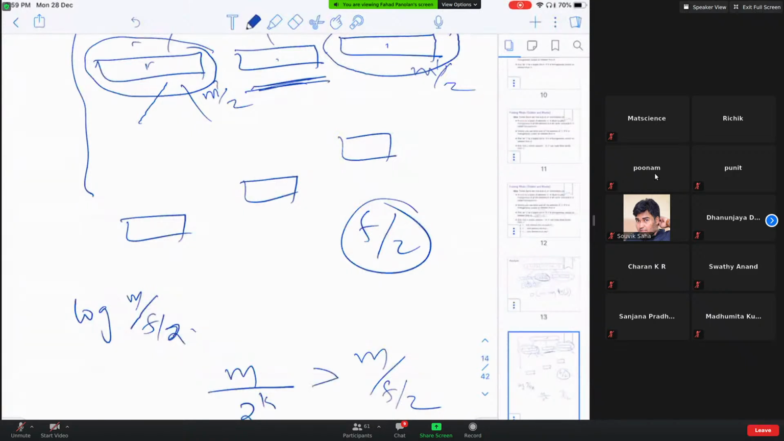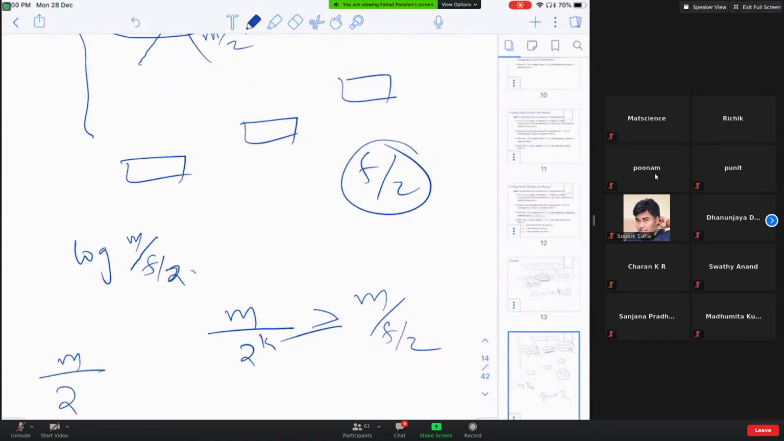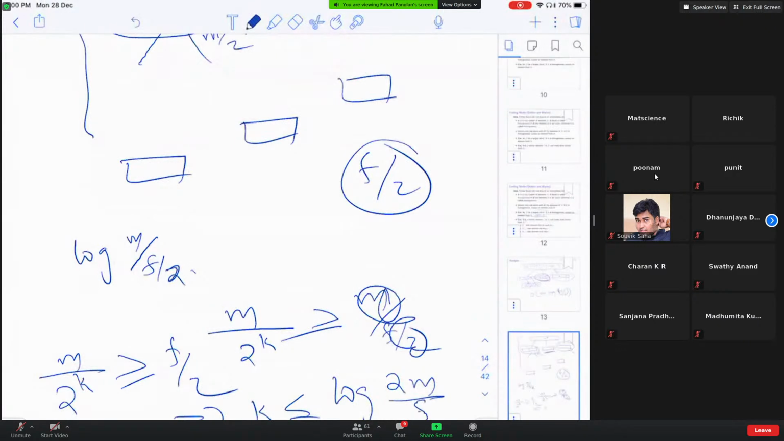Sir, I understood m divided by 2 to the k, but that would just mean log m, right? How do we infer m divided by f? Let's see, m divided by 2 to the k will be the size after I go k steps. And this value is at least f by 2, because in the leaf node every block has size at least f by 2. And the depth is k. This implies what is k? K is less than or equal to log of 2m divided by f. Is that clear?